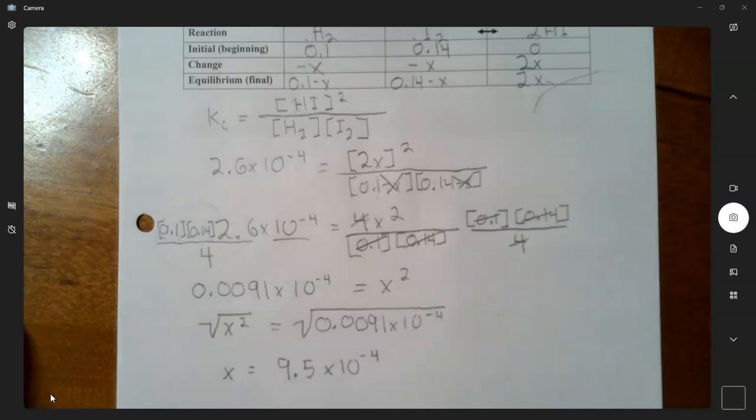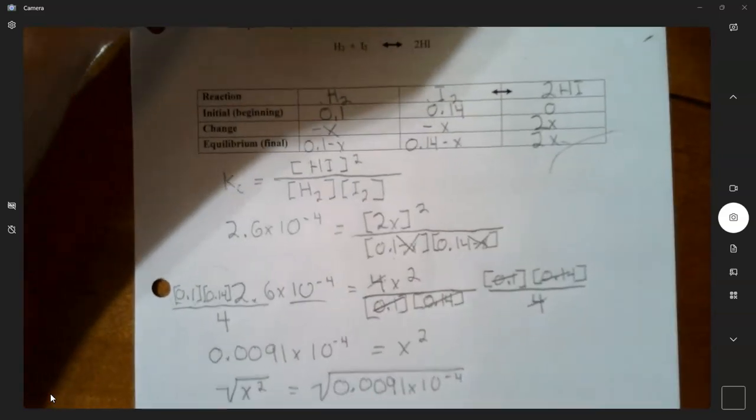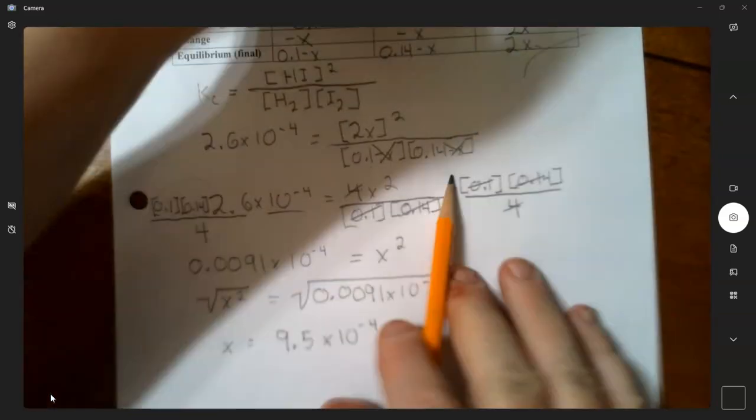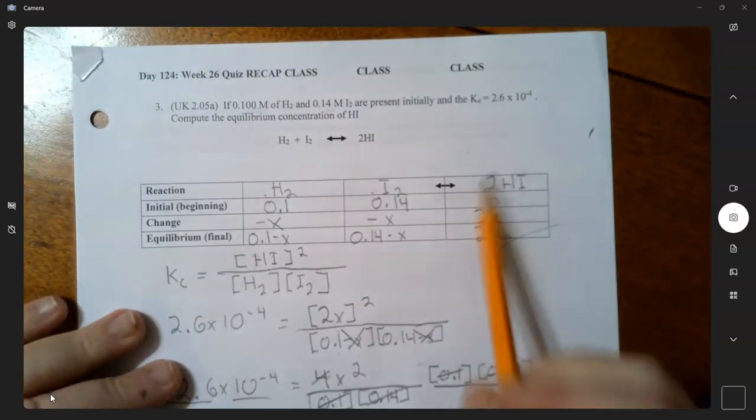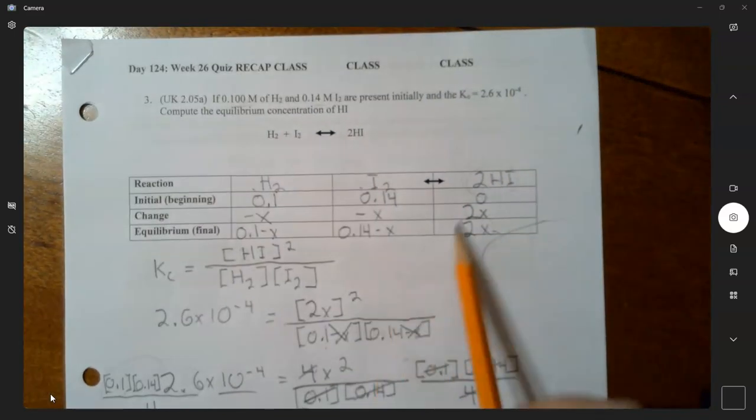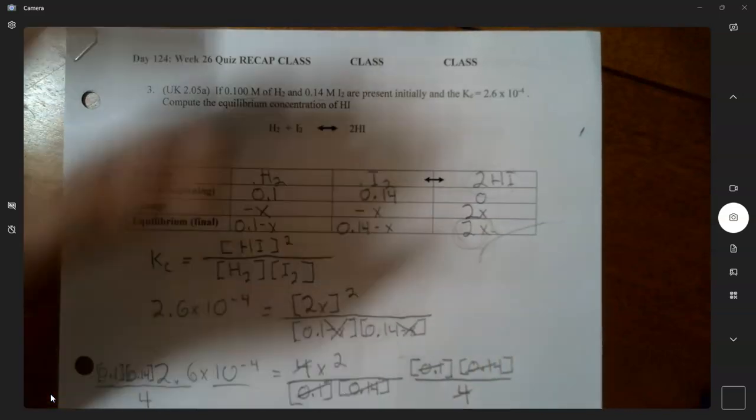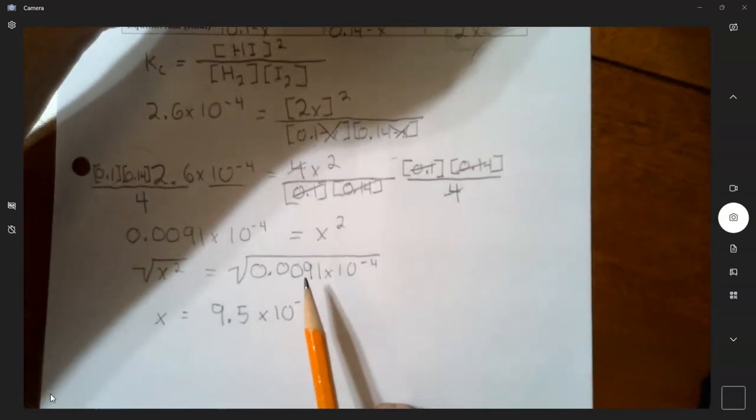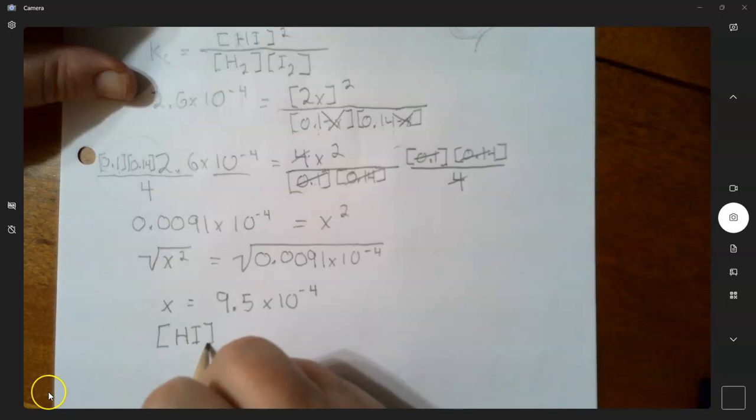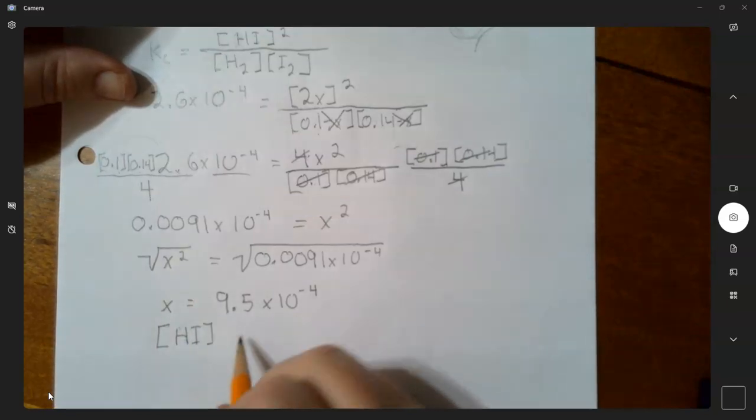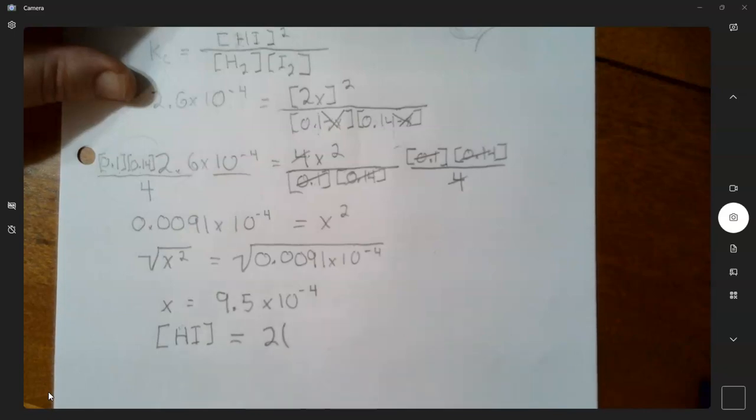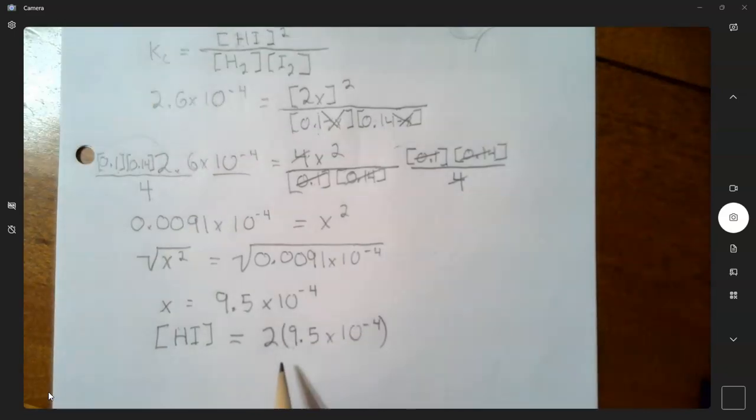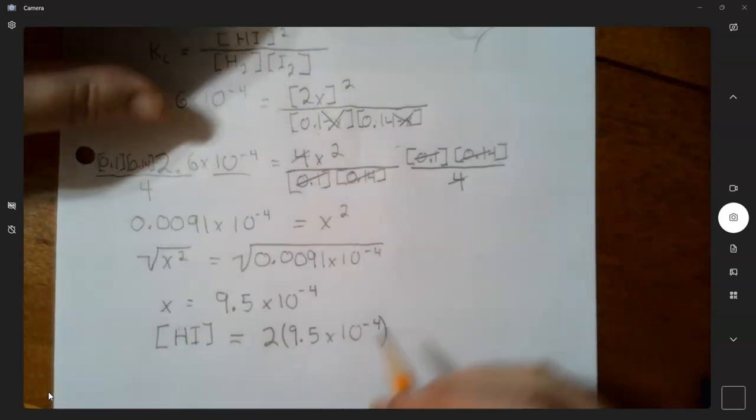Okay, and again, as with problem 1, they want to know the concentration. Let's come down here. They want to know the concentration of HI. So you plug that x value in here, and that will give you the concentration of HI. It's not 2HI, it's just the concentration of HI, but it's 2 times this. Multiply that, and you get 19.